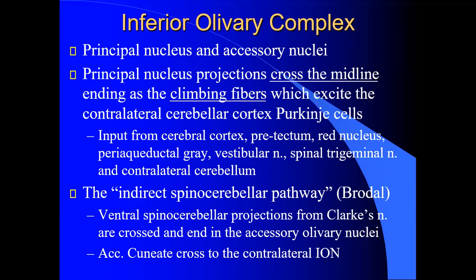All right, let's take on a new topic, right? We move quickly, picking up a new topic, the inferior olivary complex, a whole new subject in the medulla. So the inferior olivary complex has a principal nucleus and two accessory nuclei, and we need to understand them all. The principal nucleus projects across the midline, runs right through the contralateral olive and then ascends to the contralateral cerebellum.